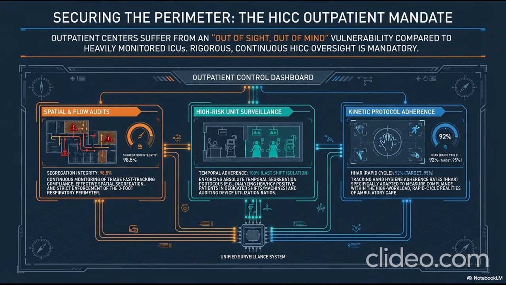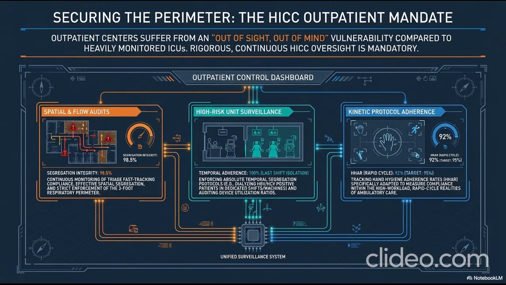Slide 11. Securing the perimeter, the HICC mandate. Outpatient centers often suffer from an out-of-sight, out-of-mind vulnerability. To counter this, HICC must implement a continuous oversight dashboard. This includes spatial audits to ensure segregation integrity, high-risk surveillance to enforce temporal adherence in dialysis, e.g. dedicated shifts for HBV/HCV positive patients, and strong HHAR rapid cycle tracking to measure hand hygiene compliance within the high workload realities of ambulatory care.